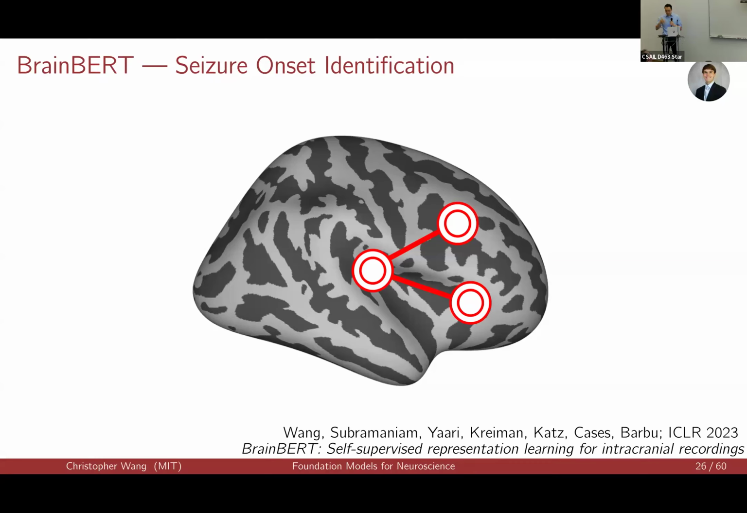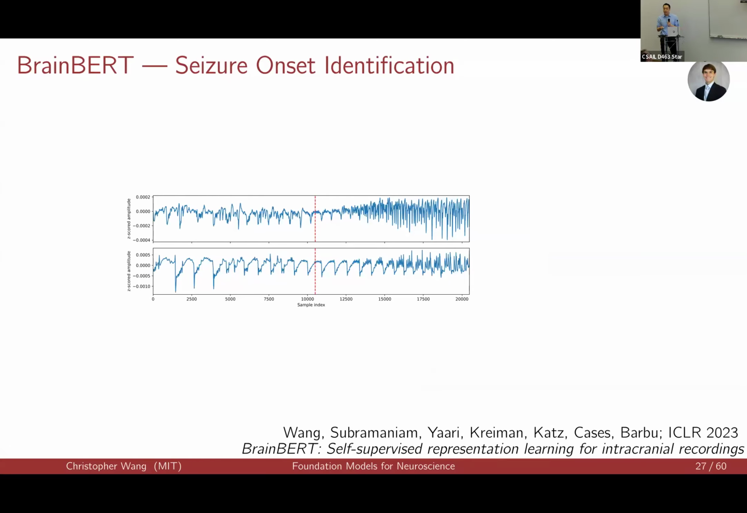And an important prerequisite task for characterizing this network is identifying precisely the seizure onset times. When do seizures start? So they're looking at recordings like this. They're trying to identify when we go from non-ictal or pre-ictal activity to ictal activity. And they're looking over like a week's worth of data because the patient is there for a week.